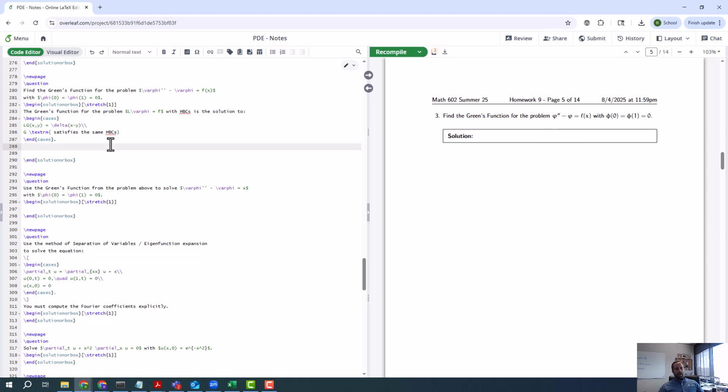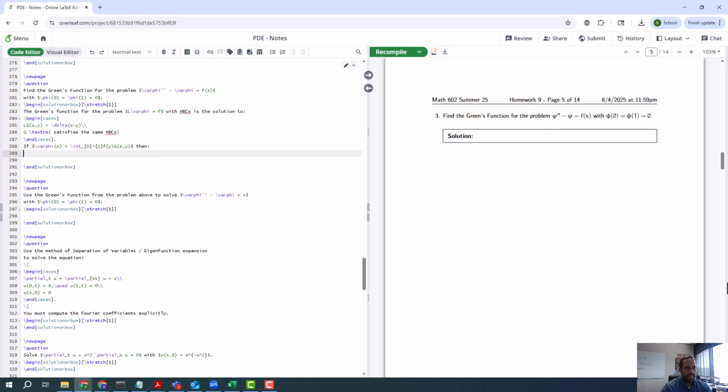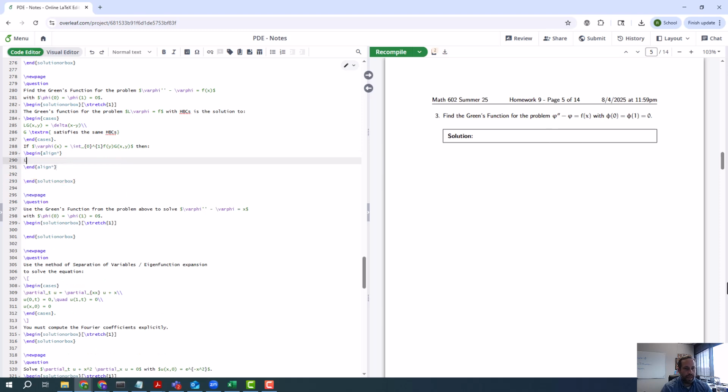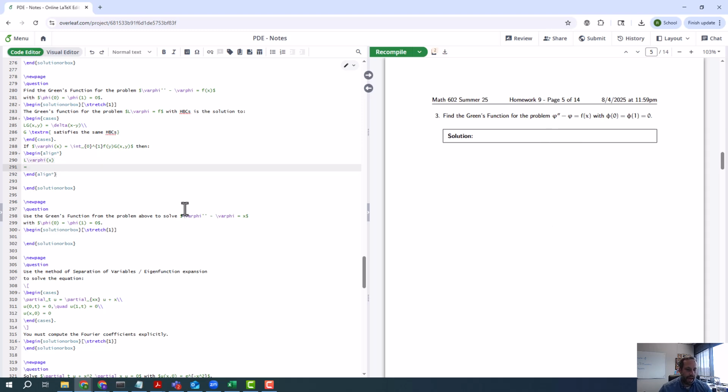Okay, so why do we care about that? If phi of x is equal to the integral from 0 to 1 of f of y g of x comma y dy, then what do we get when we do L phi of x? Well, L is an operator in the x variable, so there should be a dy there.